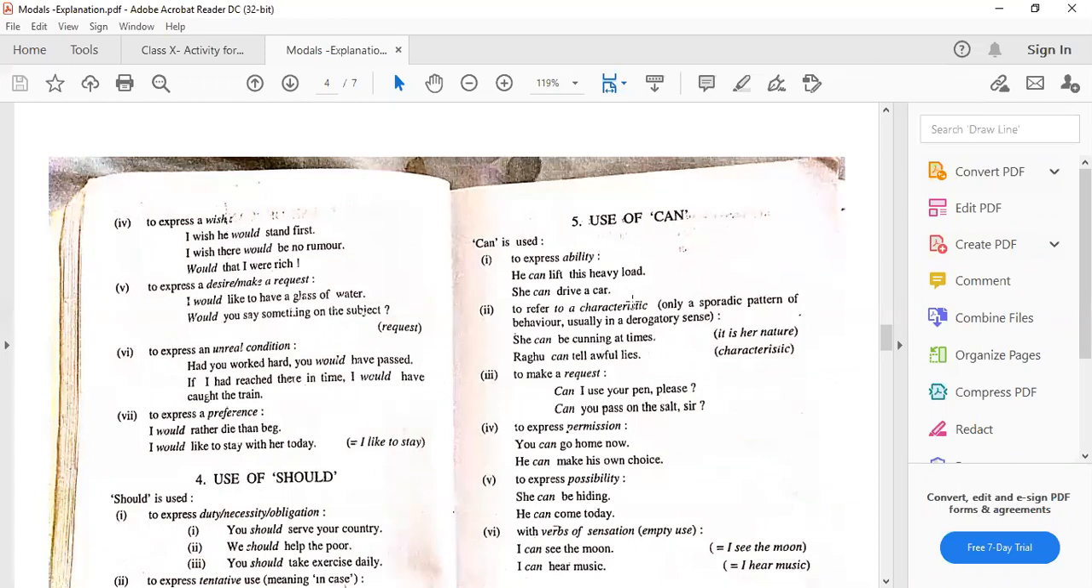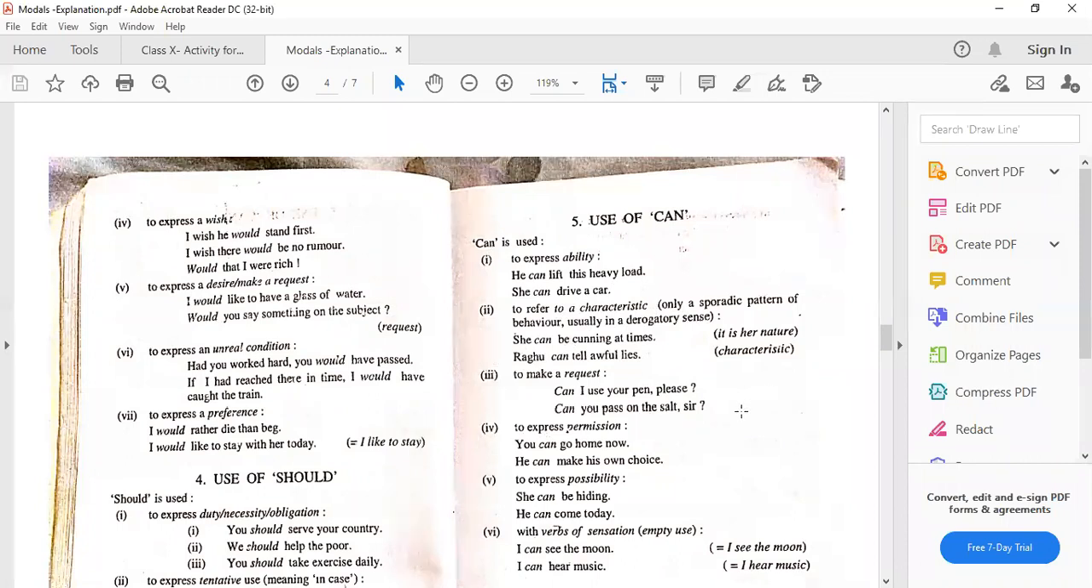To refer a characteristic only of sporadic pattern behavior, usually in a derogatory sense. To refer a characteristic, you can understand only this thing. किसी की particular कोई characteristic है, कोई feature है किसी के character की, उसको explain करने के लिए we can use can. She can be cunning at times. It is her nature. उसकी nature में है कि वो cunning है. So this shows the characteristic. Raghu can tell awful lies. This is again his characteristic.